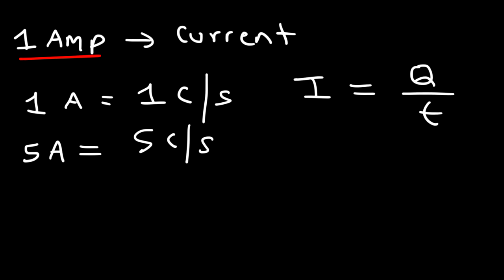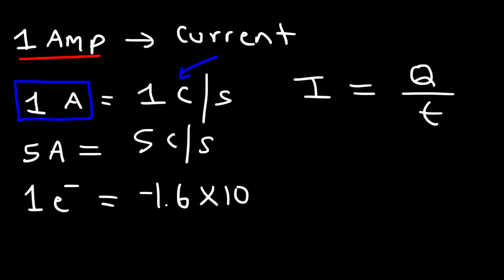Now, in order to truly understand what an amp really represents, we need to know what a coulomb represents. Coulombs are the unit of electric charge, and 1 electron has a charge of 1.6 times 10 to the negative 19 coulombs, but negative 1.6. And so electric charge is directly related to the quantity of electrons or protons. It could be any type of charged particle depending on what is the charge carrier in the circuit. In this case, when dealing with metals, it's electrons.